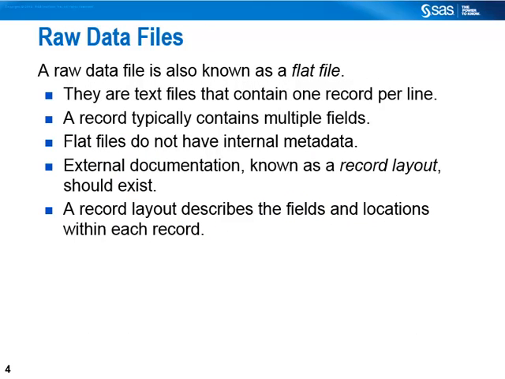Raw data file. What is a raw data file? A raw data file is also known as a flat file. They are text files that contain one record per line. A record typically contains multiple fields. Flat files do not have internal metadata. External documentation known as a record layout should exist. A record layout describes the fields and locations within each record.